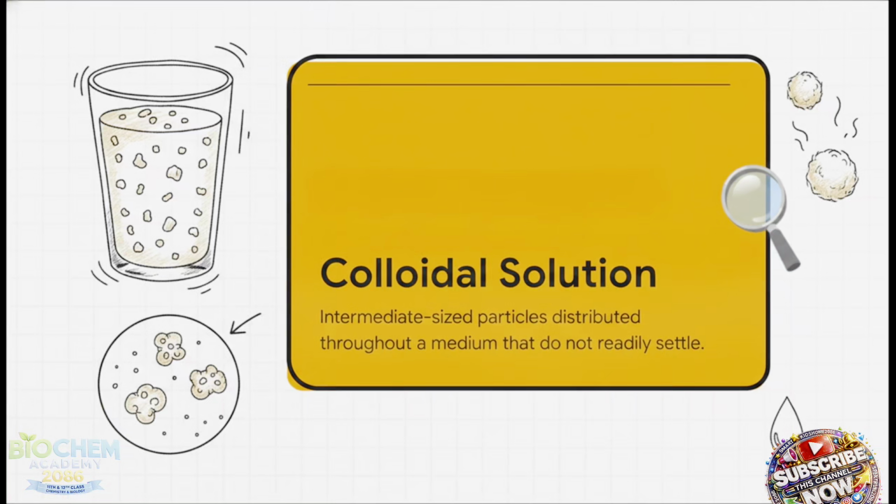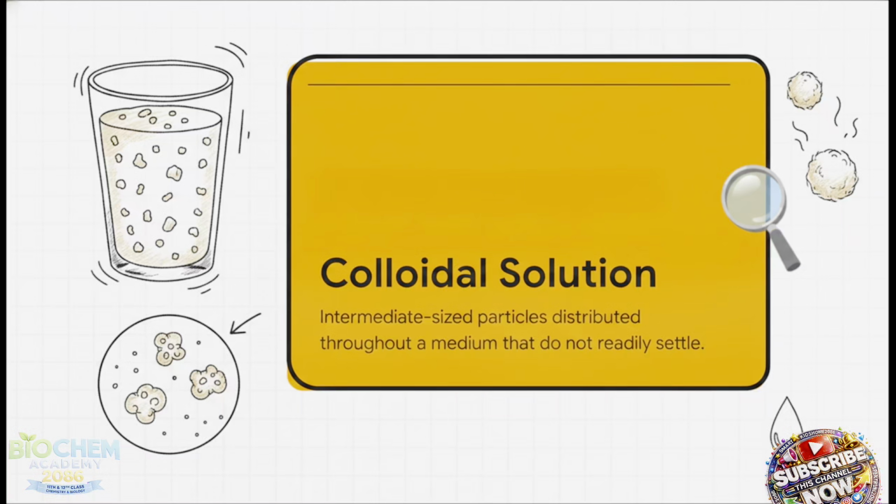Alright, so a colloidal solution is defined as a mixture with intermediate-sized particles that are dispersed throughout a medium, and crucially here, they are stable enough that they do not readily settle out of the liquid. Let's think about a normal glass of milk. To your naked eye, milk looks just as uniform as our salt water solution did, right? It just looks like one consistent white liquid. But microscopically, totally different story.